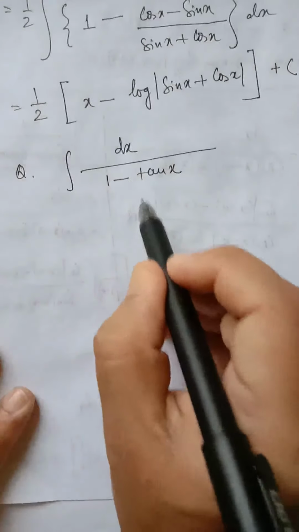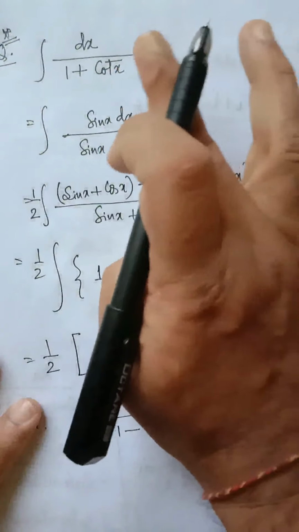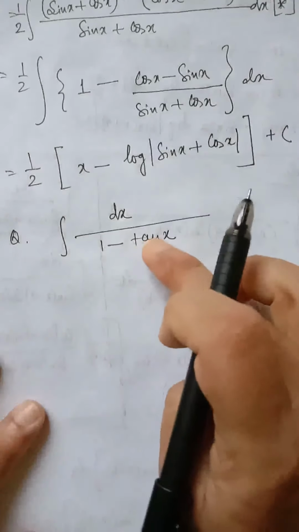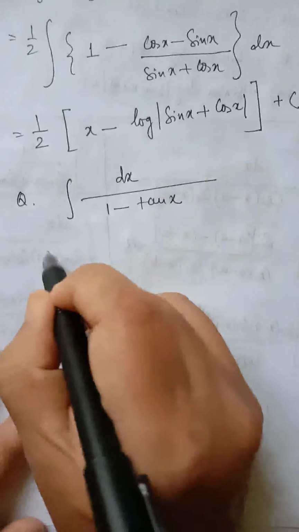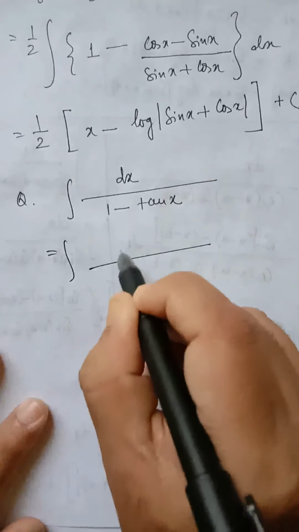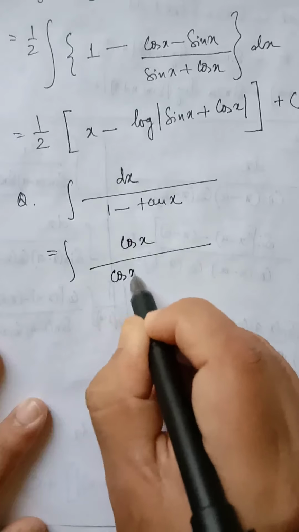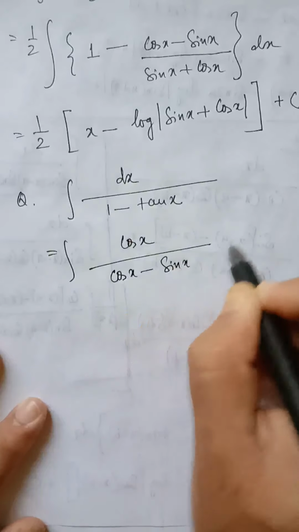Next, to integrate dx by 1 minus tan x. Just like this question, in the first step we will break tan x in terms of sine and cos. So if we write tan x equal to sin x by cos x, we will get our numerator will be cos x and denominator is cos x minus sin x. This is our first step.